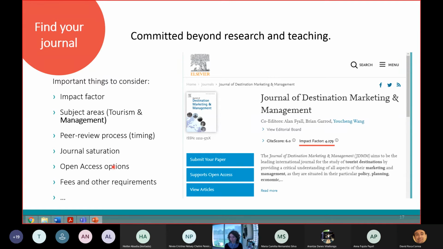Open access is really important. Anna told you about this. It's really important because that gives more options to be seen. You want your research to be influential. You want other people to read your work and to take over your findings and keep the research progressing. And also fees and other requirements are things that you need to take into account, because fees can get really expensive. So it's something to consider in the process.